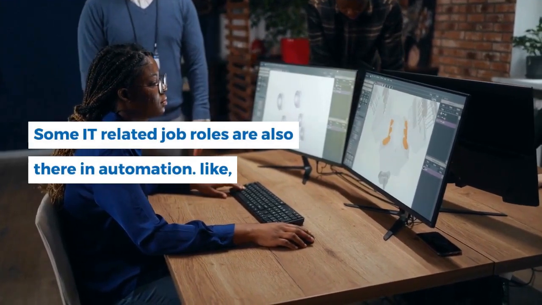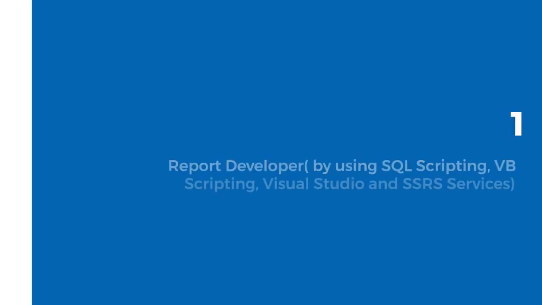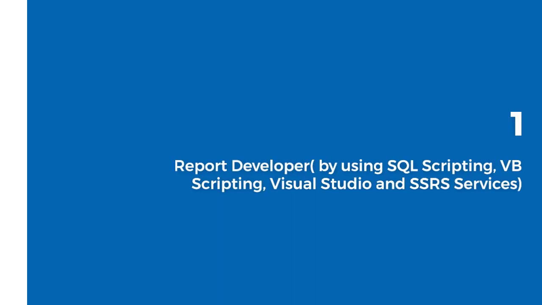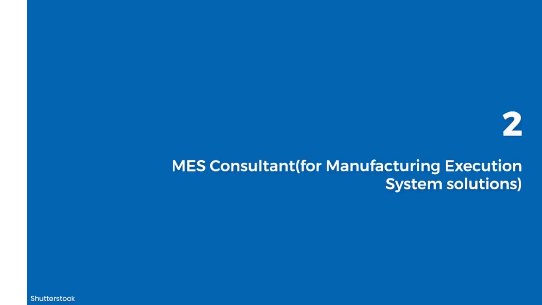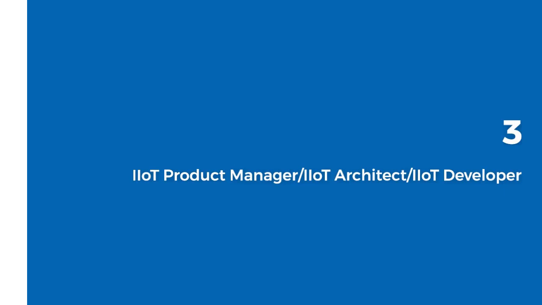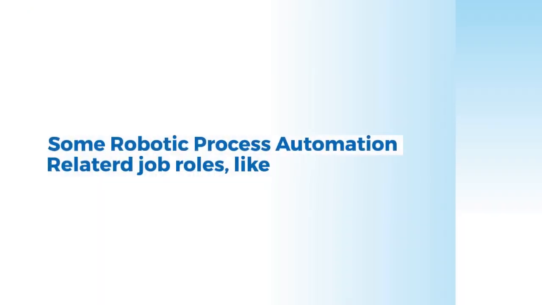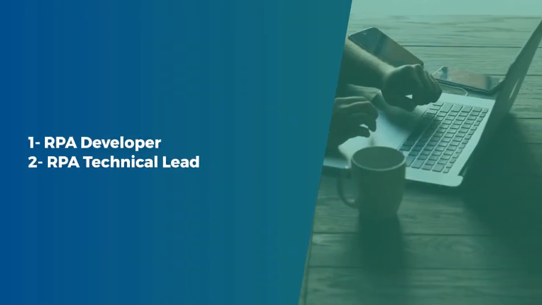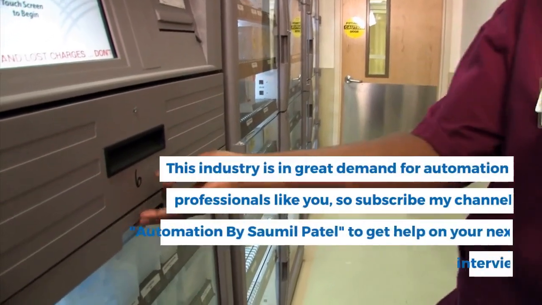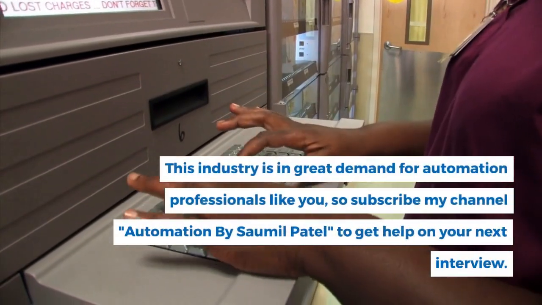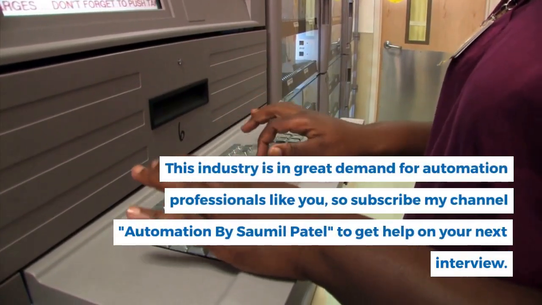Some IT related job roles are also there in automation, like report developer using SQL scripting, VB scripting, Visual Studio and SSRS services. MES consultant for manufacturing execution system solutions. Third one is IIoT product manager, IIoT architect, IIoT developer. Robotic process automation is also included in automation, like RPA developer, RPA technical lead. This industry is in great demand, like you.